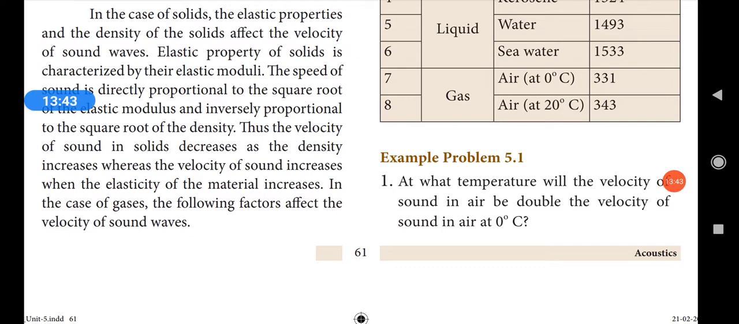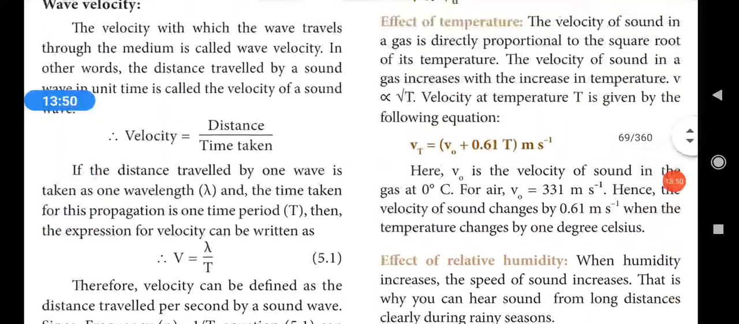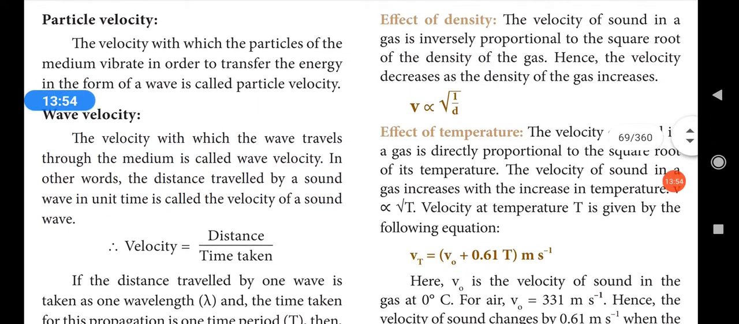In the case of gases, the following factors affect the velocity of sound. So many factors affect the velocity of sound in gases. First one, effect of density. So as usual, by increasing the density of the gas, the speed of the sound decreases. The velocity of sound in a gas is inversely proportional to the square root of the density of the gas.